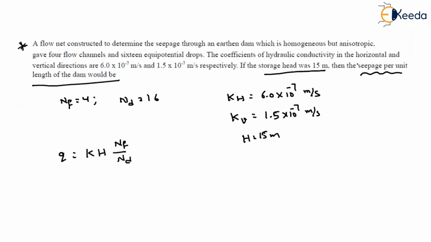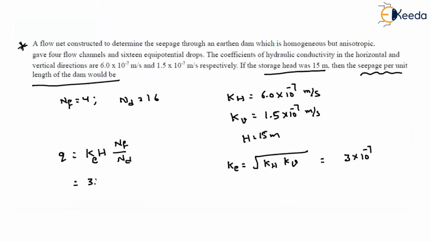But here, is it isotropic? No, it is anisotropic. So wherever there is anisotropy, we have to take the equivalent value. So here we are having two perpendicular values. So how can I find the equivalent value? That is nothing but under the root KH into KV. That's it. So if you find KH into KV, then you will get this value as around 3 into 10 power minus 7.